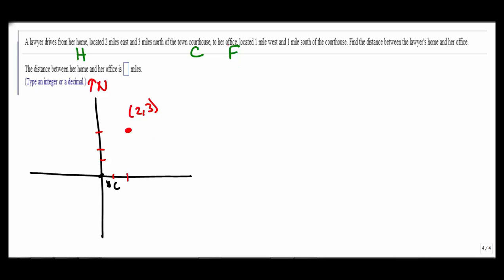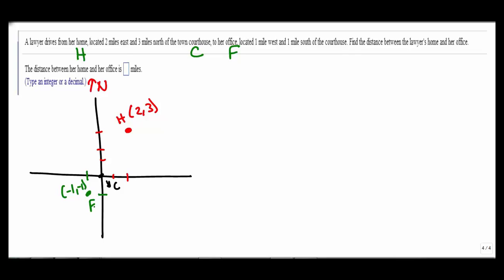And she's driving to her office, and the office is located 1 mile west. Okay, so this is her home. So the office is located 1 mile west and then 1 mile south. So this is the ordered pair (-1, -1), and this is her office.